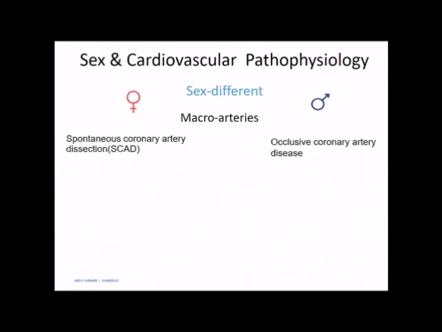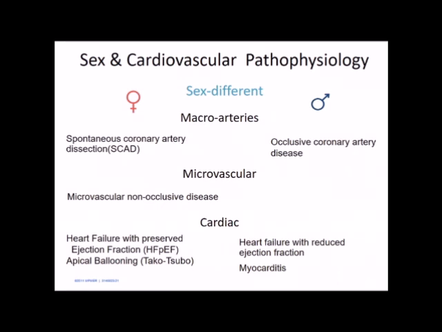What are some other ones? Well, when we talk about the macro arteries or the larger arteries, we have more occlusive coronary artery disease in men, and we have spontaneous coronary artery dissection in women, which is sometimes related to pregnancy or a stressful experience. When we talk about the microvasculature, women have more microvascular non-occlusive disease than men. And when we talk about heart remodeling, we have more heart failure with preserved ejection fraction in women, and apical ballooning or Takotsubo conditions in women brought about by stress, a lot in postmenopausal women, whereas we have heart failure with reduced ejection fraction in men and an increased propensity for myocarditis, which brings us back to an immunological consequence, which you heard about from Dr. Thornburg. It also relates to those genes we saw on the X and Y chromosome related to immunocompetence.